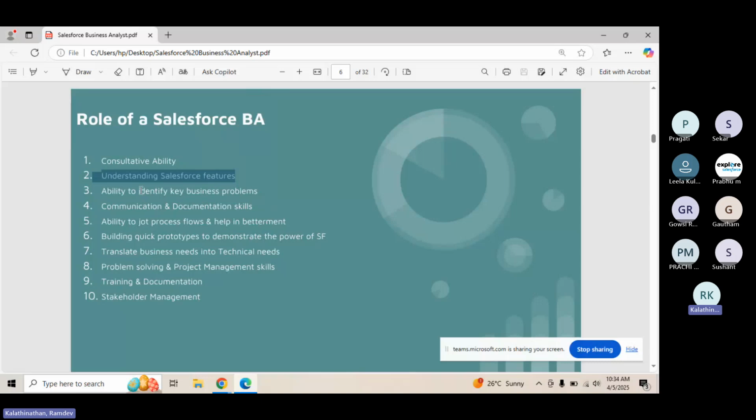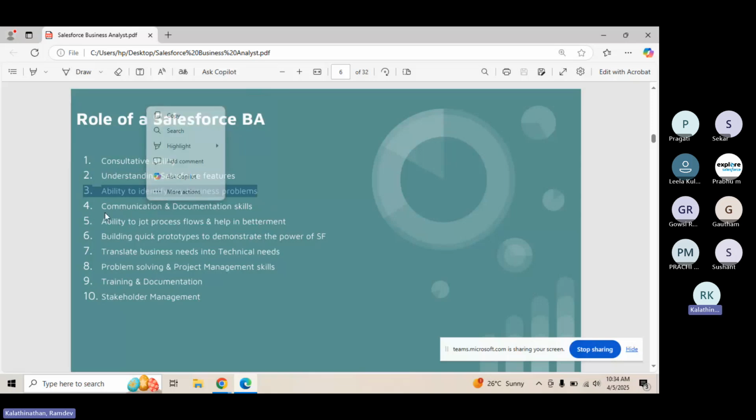And the ability to identify key business problems. This is again related to point number one, where you should know why we are trying to do a Salesforce implementation, right? It could be to improve the operations of the internal team, or it could be engaging clients better. Depending on the industry, the project and the requirements, you will need to be very clear on what problem you're trying to solve as a BA, right?